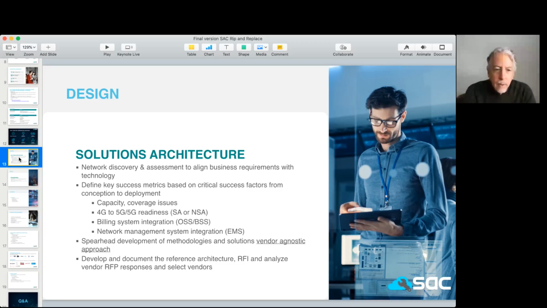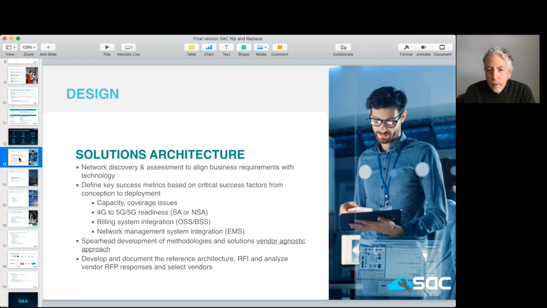So solutions architecture is where it starts. Like I said, we do a network discovery and assessment. And we want to align with your business requirements. The success parameters and metrics, we want to define those so we know what success looks like. And we get a concept of the deployment. So, from a high level, these things are capacity and future capacity needs. 4G to 5G is that, what are your plans there? Are you looking for standalone or not standalone? And it's all got to work in with your billing system and network management system. Alarms have to alarm, and this new equipment all has to tie in. So we look for all those potential gotchas to make sure that this is a smooth operation and that there's no negative surprises.